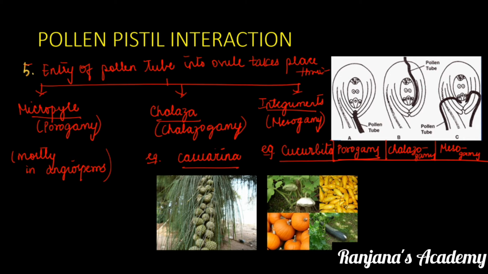So there are three entries. Just imagine a building which is having three different gates. Okay, the front gate or the main gate. We call this main gate over here the micropyle. So what is the micropyle? This is the micropylar end. That portion is called your micropyle portion, and this is your porogamy. When the gametes enter through the micropyle, this process is called porogamy, and this is what most of the angiosperms follow. They come through the main gate.